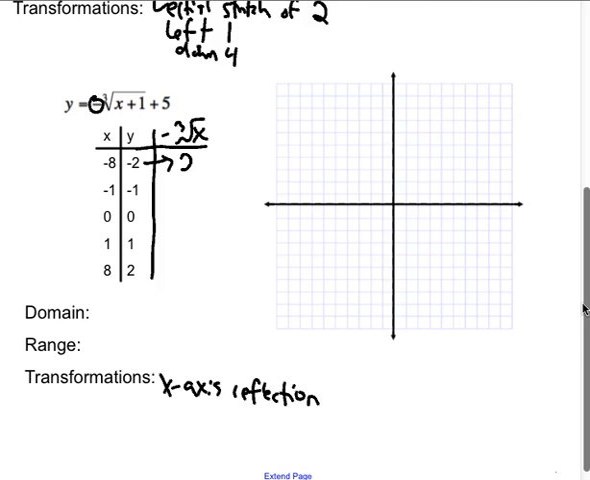So each of these values, I'm going to multiply by a negative 1. So essentially just flip the signs of each of those y values from my parent function. And that's going to be what I graph. You always incorporate a stretch or x-axis reflection in the table. And now those are the points that I'm going to put on my graph. So negative 8, positive 2, negative 1, positive 1, 0, 0, 1, negative 1, 8, negative 2.